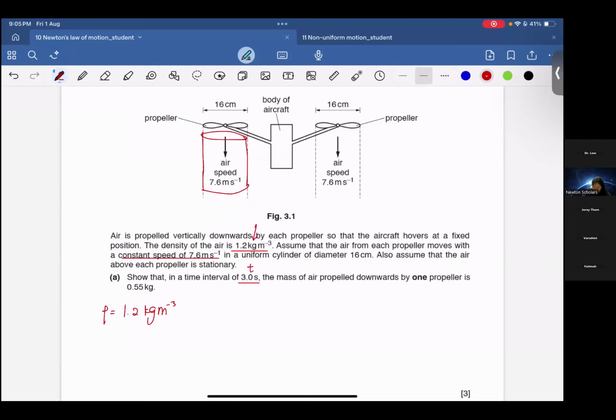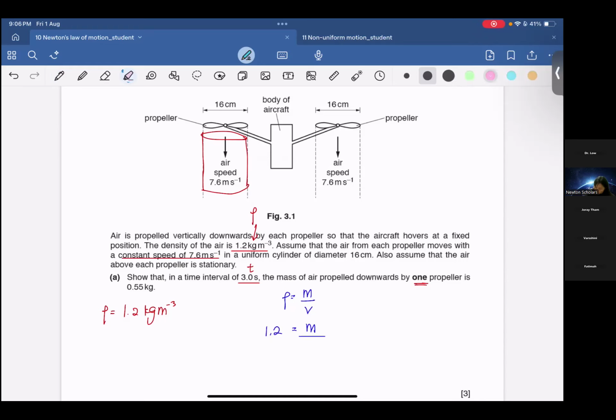So this is density. Okay, the mass. They want you to calculate the mass of air particles for one propeller only. Prove that it is 0.55 kg. So here, you have the density formula. Remember, density is mass divided by volume. You want to find the mass. At the end, you want to prove that the mass is 0.55. So first, density is 1.2. But the problem is, what is your volume?